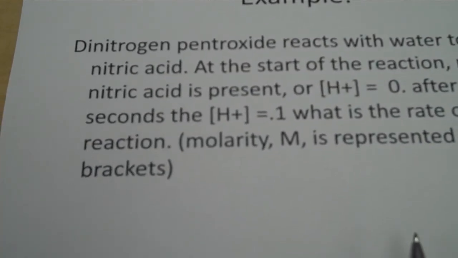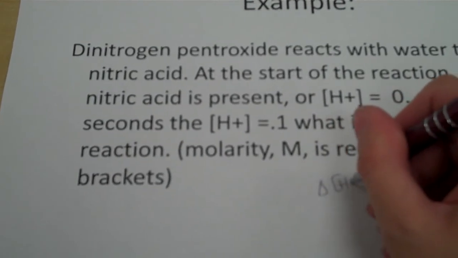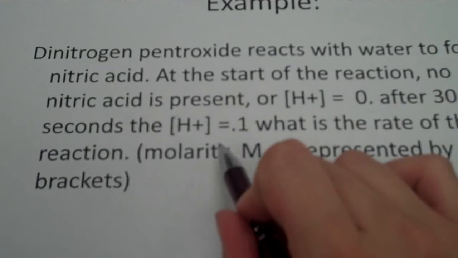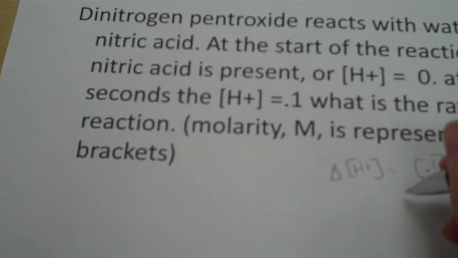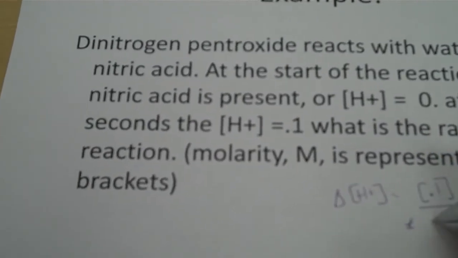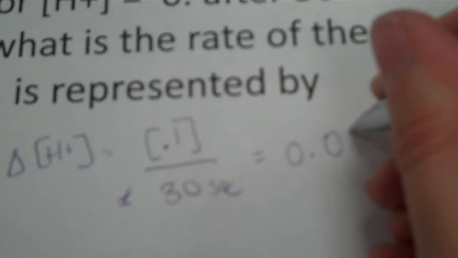Again, the molarity is represented by the brackets. So we're going to take our delta H concentration, which we know went from 0 to 0.1, so that'll equal 0.1. This is all over 30 seconds. So we know this is our concentration over 30 seconds. This will give us 0.0033 moles per liter second. So this will be our final answer.